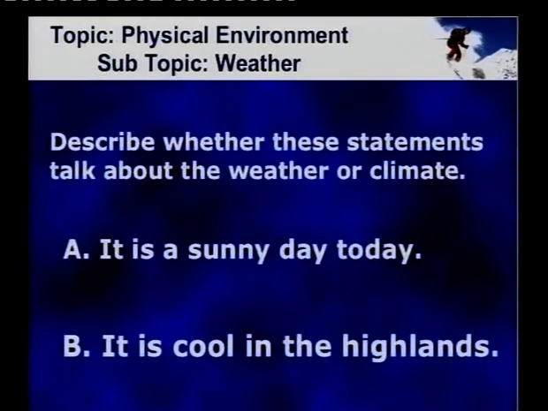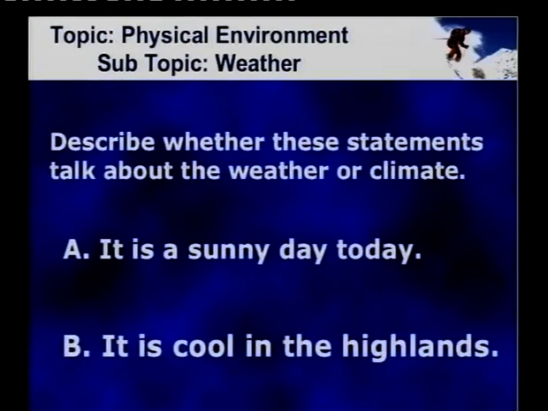Okay, we're going to look at this question. We'll answer this question orally. All right, class, can you read, please? Describe whether these two statements talk about the weather or climate. Now, I'm sure we looked at climate and weather last year, grade 7. Yes, receiving students? All right, A: it is a sunny day today. Okay, that's A. Statement B: it is cool in the highlands.